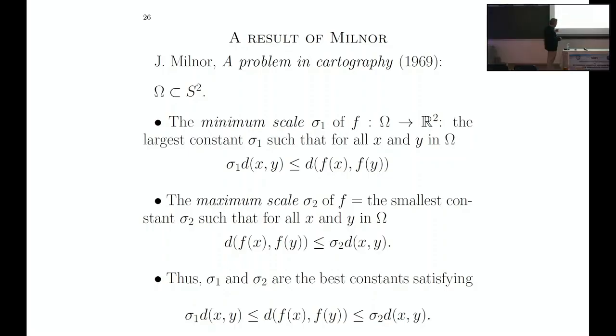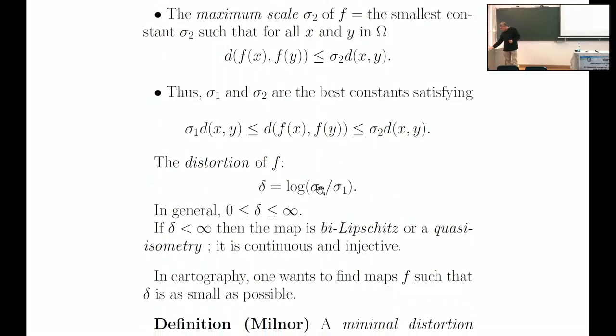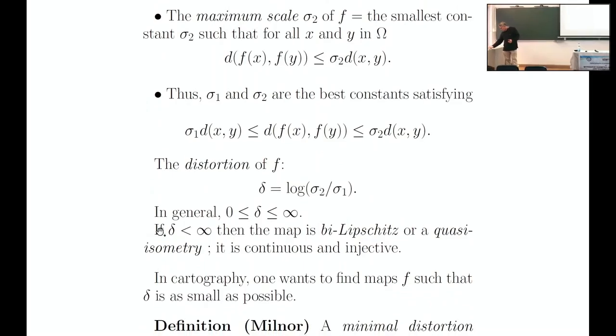And from the other side also, if the images are some distance apart, then it implies that the points themselves are some bounded distance apart. So this is the usual definition of a quasi-isometry, and I think I wrote it somewhere here. Yes, here.